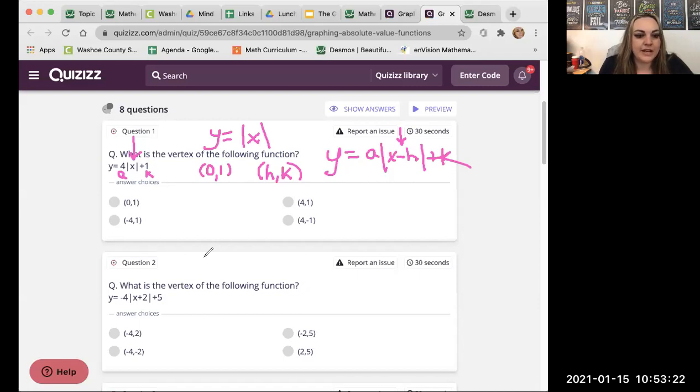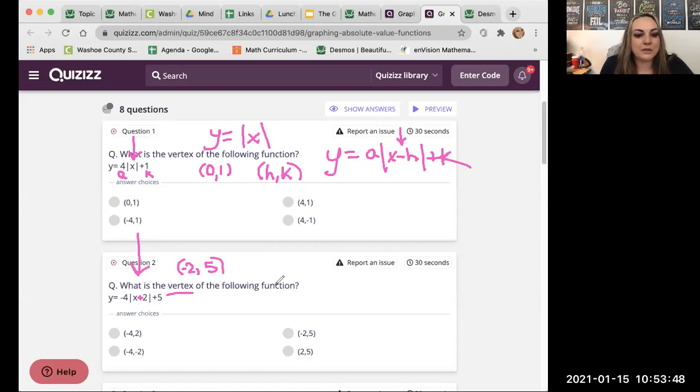Okay? Now look down here. What's the vertex? This is now a positive, which means the x value is a negative, because when you do x minus -2, it becomes +2. And then the y value is a 5. So the vertex is at -2 and 5.